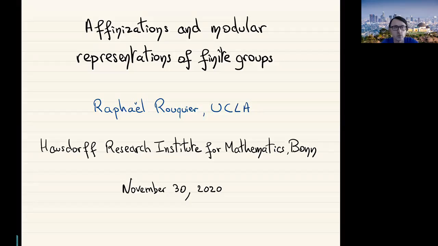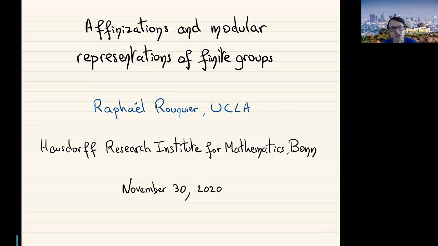So I'd like to discuss two topics. One has to do with an abstract search for categorification and higher representations. And another has to do with trying to solve questions about modular representations of finite groups of Lie type. So those are the two parts in the title.